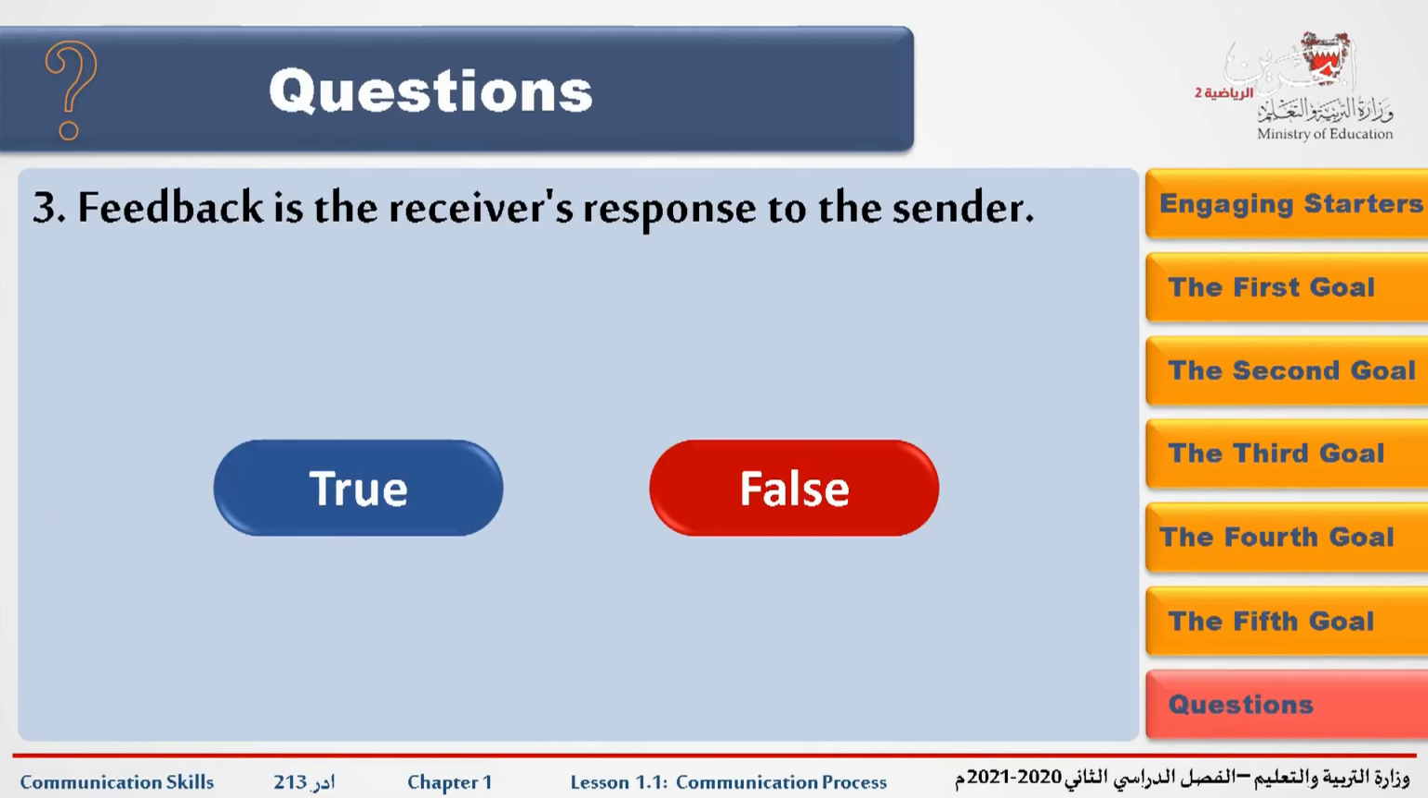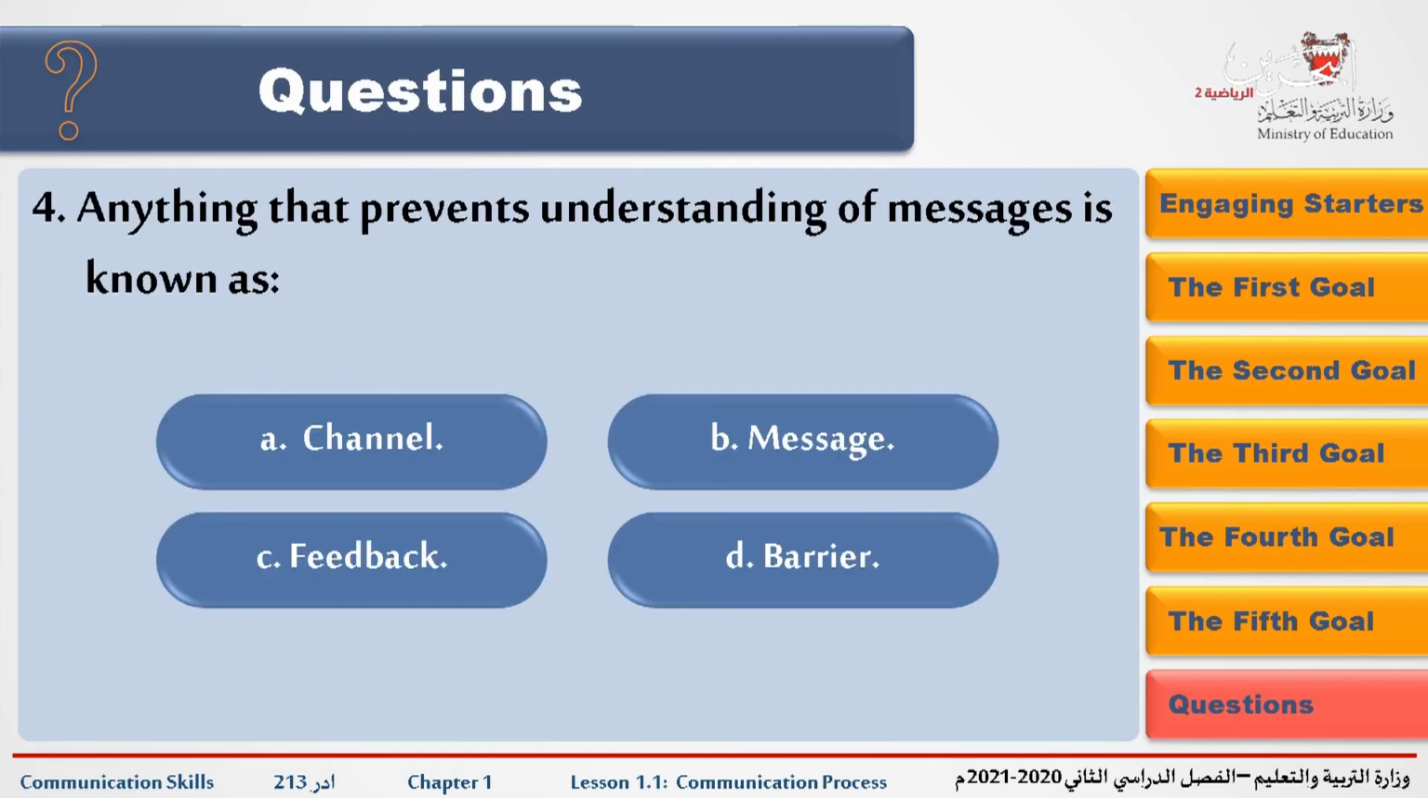Question number 3 is a true or false question. Feedback is the receiver's response to the sender. And the correct answer is true. Question number 4 is a multiple choice question. Choose the correct answer. Anything that prevents understanding of messages is known as: A. Channel, B. Message, C. Feedback, D. Barrier. And the correct answer is D, barrier.